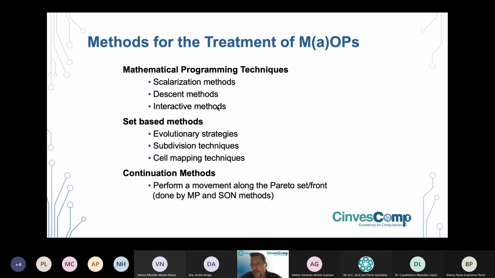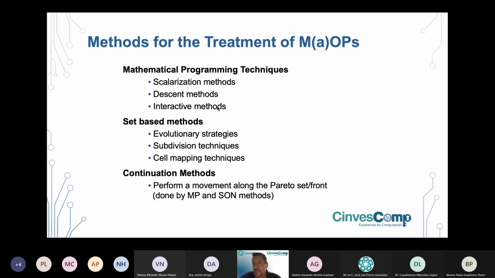And finally, there are continuation methods. Continuation methods perform a movement along the Pareto set because they take advantage of the fact that the Pareto front is a manifold. And if it's a manifold, you know that in the neighborhood of a good solution, there is another good solution. So why not tracing this set of good solutions, which works locally the best you can do? That's my opinion.